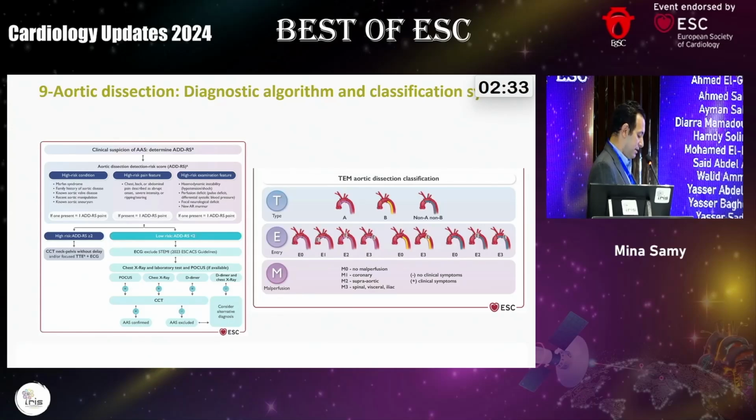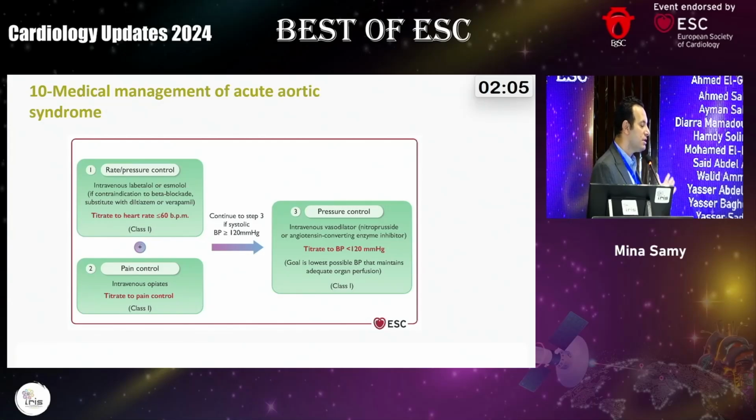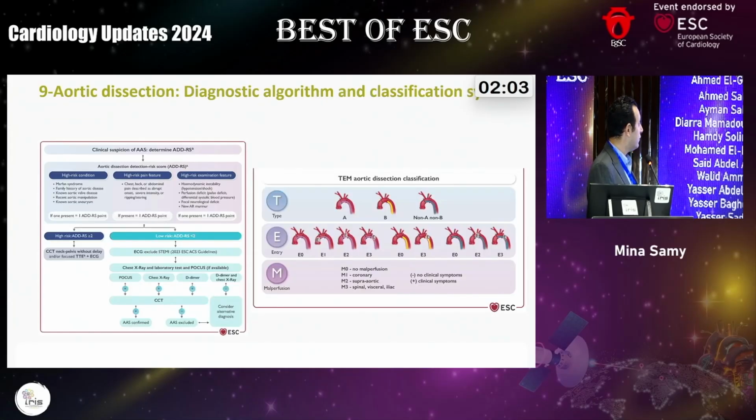The 3rd message was dealing with the aortic dissection, regarding the diagnostic algorithm and the classification. They use the aortic dissection detection risk score, which takes the high-risk conditions, the high-risk pain features, and the high-risk examination features. And then they calculate the score depending on this. If the score is more than 2, they act as if it's aortic dissection and they proceed with the management.